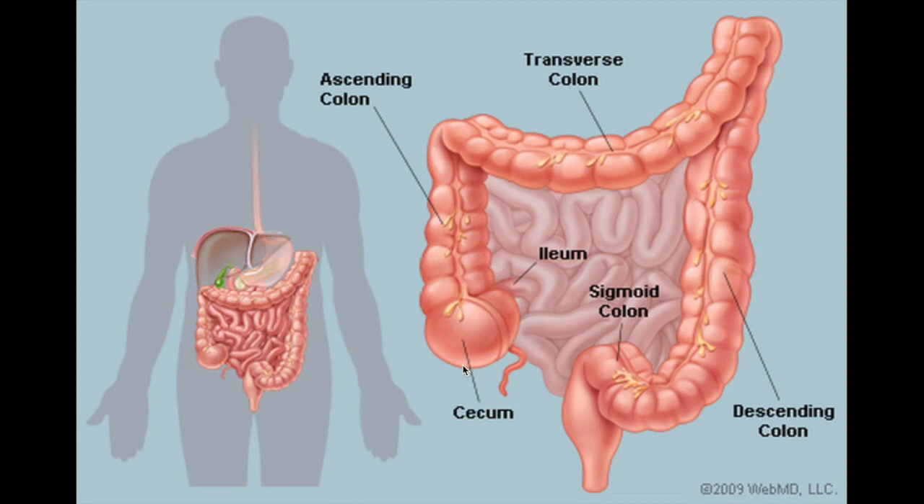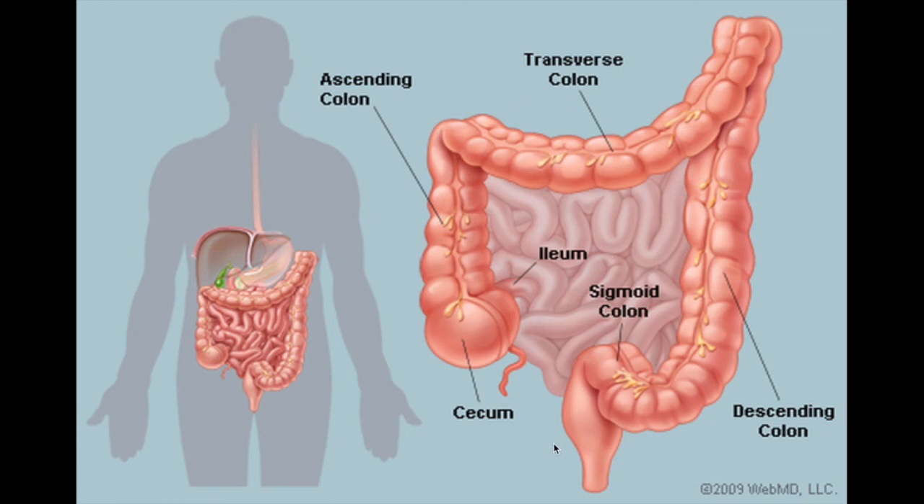Okay, and now the material is called feces. The large intestine is about 2 meters long. This is about 2 meters long. And it is positioned like a frame around the small intestine. This is the small intestine, and this is the large intestine.